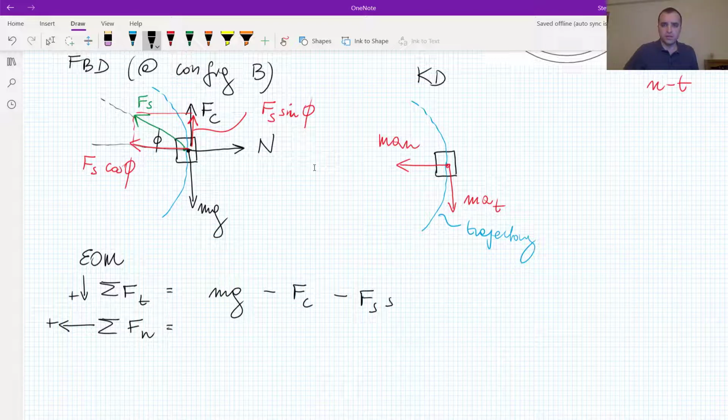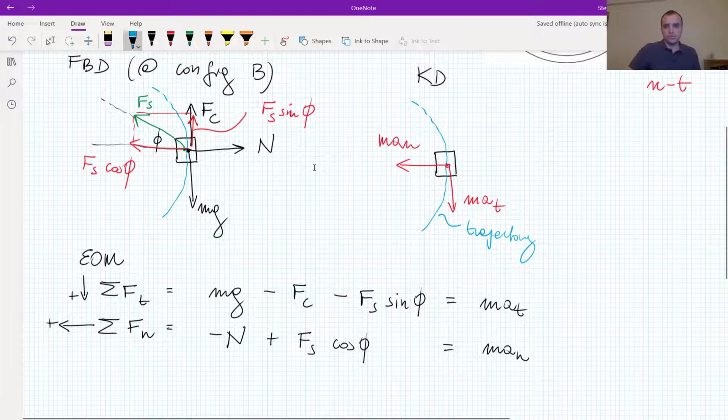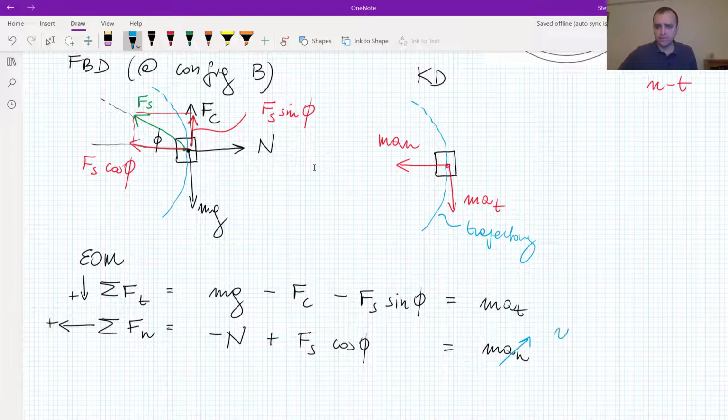Minus Fs sine phi, and this is equal to m a t. So now let's focus on the n direction. In here we have minus N plus Fs cosine phi, and this is equal to m a n. And again, we can replace a n with v squared over rho. However, our rho is constant, and our v at point B is vB. So it would be vB squared divided by r.